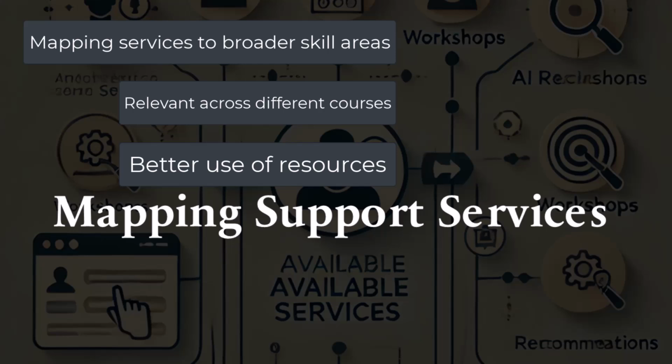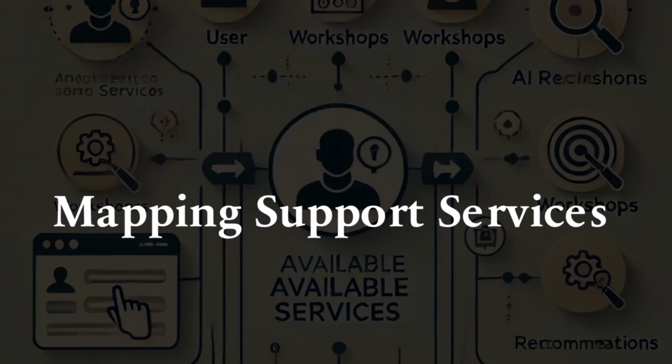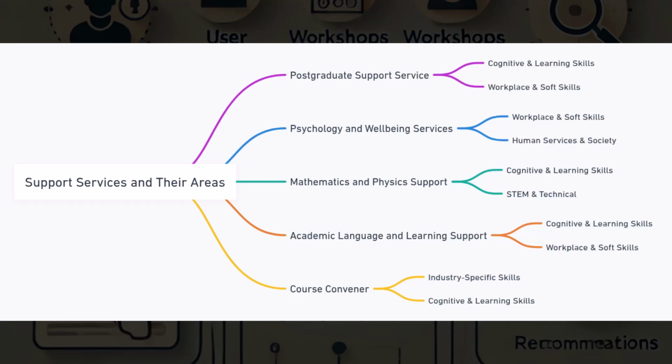But even though we're mapping to general categories, we still want the AI to understand the specific ways each service can help with real tasks. So, we included a lot of detail in the service descriptions, things like what the service offers, which skills it targets, and how students can access it. Here's a quick rundown of the 6 services we included.